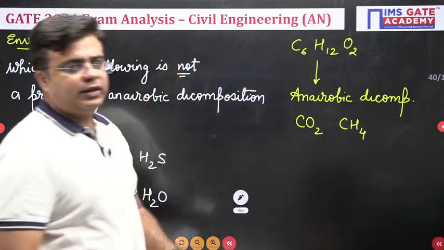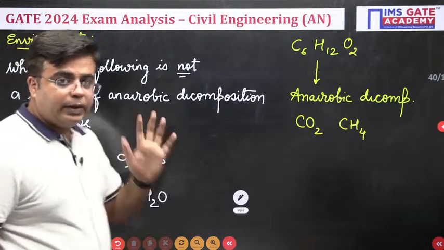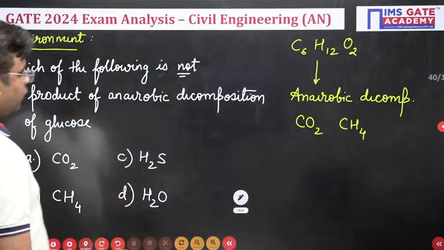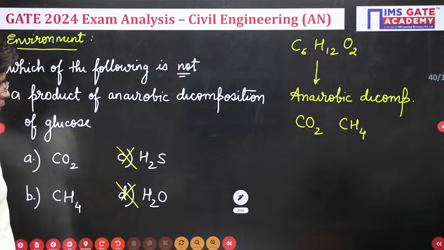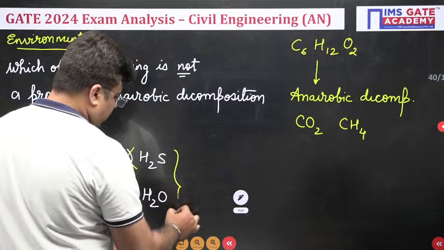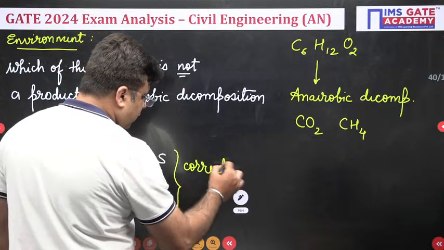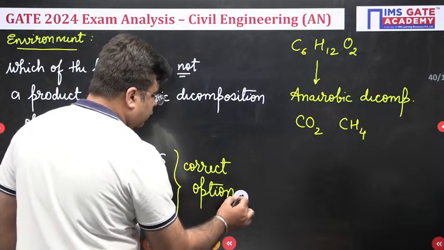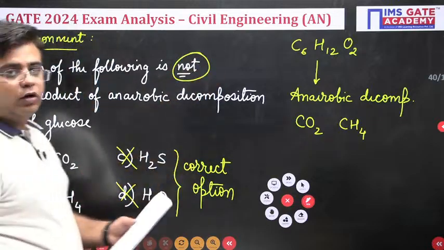Sulfur is not present, that's why H2S is not formed, okay. But H2S is again an anaerobic decomposition end product, but not for the case of glucose. So for glucose, this H2S is not formed and this H2O is also not formed. So option C and D, these two are your correct options. You need to identify which of them are not formed. So H2S and H2O will not be formed.